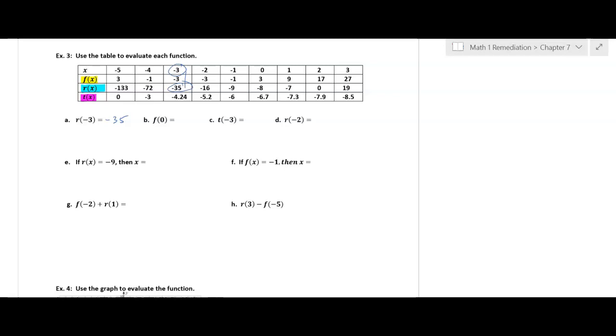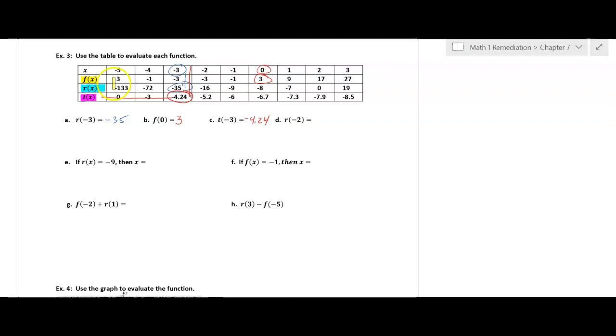f of 0. So now I know I'm going to go to the yellow function. I'm going to go to an input value of 0, and then as I scroll along, function f has an output value of 3 when x is 0. t of negative 3. So if I look, function t is here. I'm going to go all the way over to an input of negative 3, and right away I get negative 4.24.